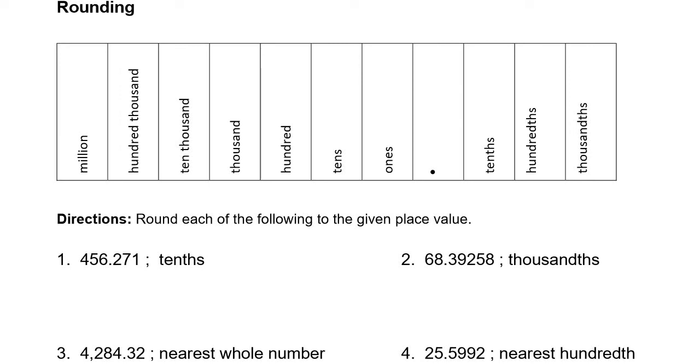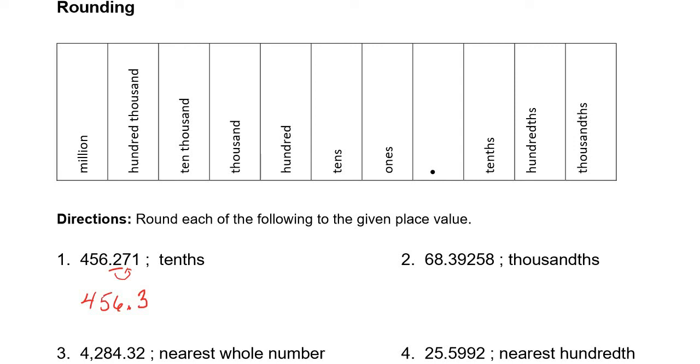Problem 1. I'm asked to round to the nearest tenths. The number 2 is in the tenths place. What you need to do is look to the number just to the right of the 2. In this case, it's a 7. If that number is 5 or more, then the 2 is going to round up to a 3. So looking at that 7, we see that it's more than 5, so the 2 is going to go up to 3. So there is our answer.